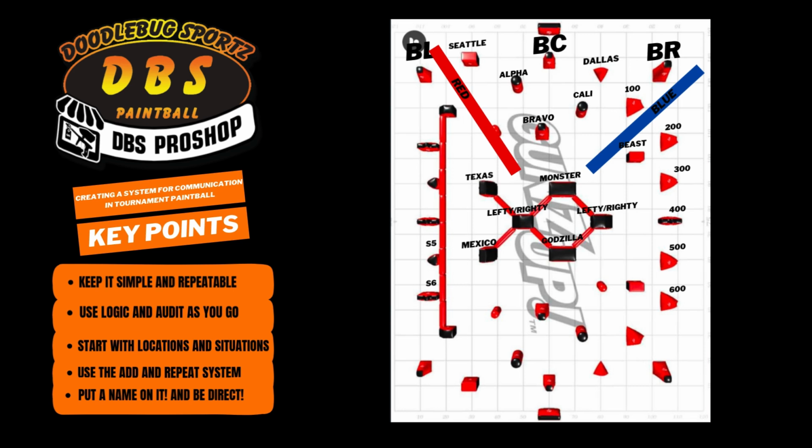Remember, guys, now that we've gone through all this, make sure you can keep it simple and repeatable. Use logic and audit your process as you go. Start with the locations and the situations we're putting ourselves in, including the widest player on the other team. Use the add and repeat system so we can make sure we can get all the information across the field to our whole team. And then don't forget to put a name on it. Say your teammate's name and talk directly to your teammates. We're not just yelling and screaming. We're communicating as a group.